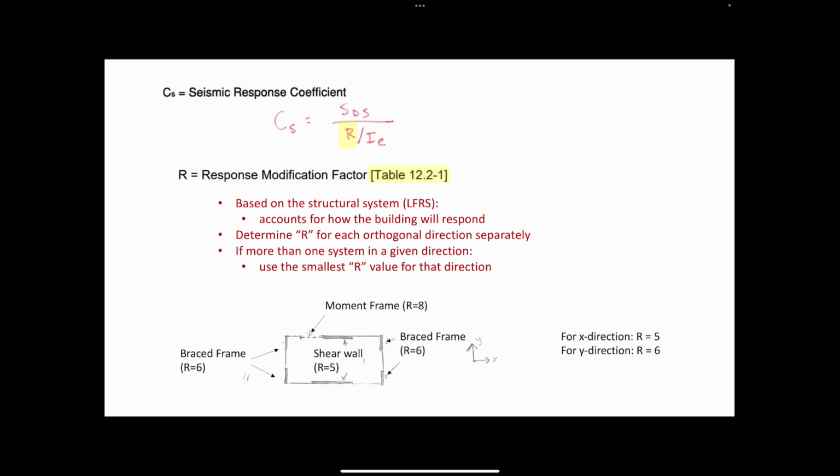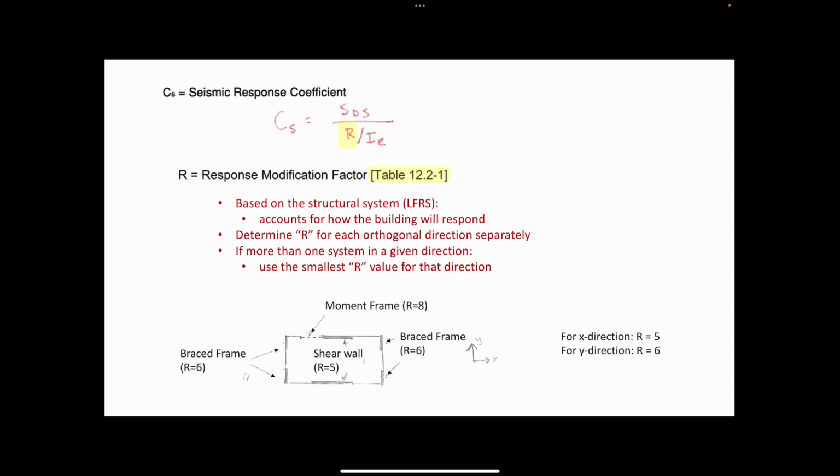We also might sometimes have more than one type of system in a given direction. So if you have a shear wall and then there's a braced frame right after it in line, you have to look up the R value for both systems, and then we choose the one that has the smaller value because that's more conservative. So this is a common mistake in this class. A lot of students will be tempted to add them together or find the average. Don't do that, just use the smallest one.